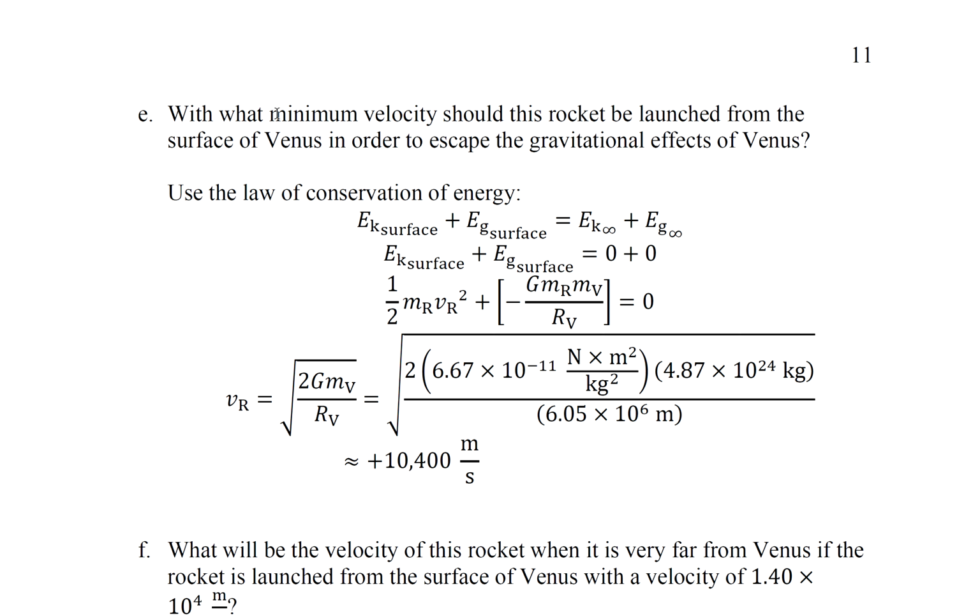It says minimum velocity, so let's assume that the velocity at infinity is 0. That's why 1/2 mv squared is 0, because v is 0. And to escape the gravitational effects of Venus, r is going to be infinity at the end. So minus GMm over r, if r is infinity, minus GMm over r is going to 0.